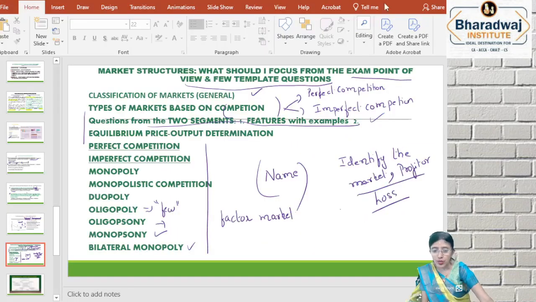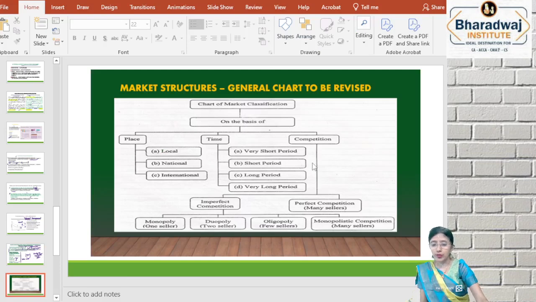So this general classification, I'm just giving you this. Based on location, based on time, of course competition is there, nature of the market, regulation of the market, volume of business, all we have done. Okay.